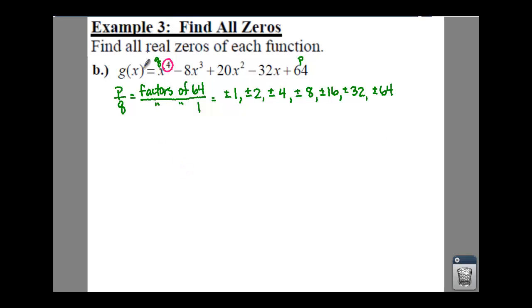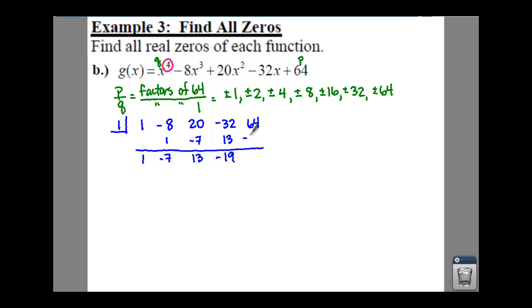So now what you do is you go straight into your synthetic division. I always start off with 1 or negative 1, which makes life a little bit easier. So I have a 1, negative 8, 20, negative 32, and 64. We're going to have to do synthetic division a couple times. So bring down the 1. 1 times 1 is a 1. You get negative 7. You get a 13. 1 times 13 is 13. Uh-oh. You get a negative 19. Bummer. So we don't get a remainder of 0.